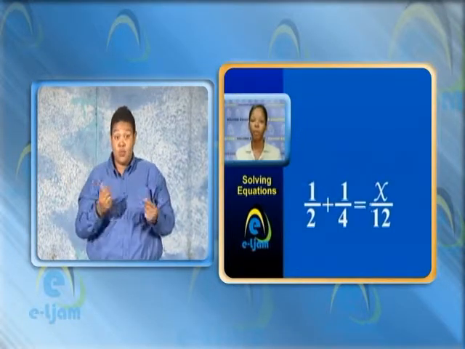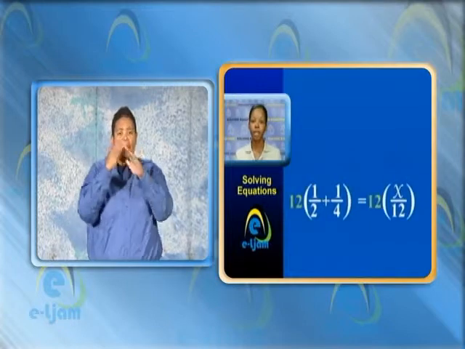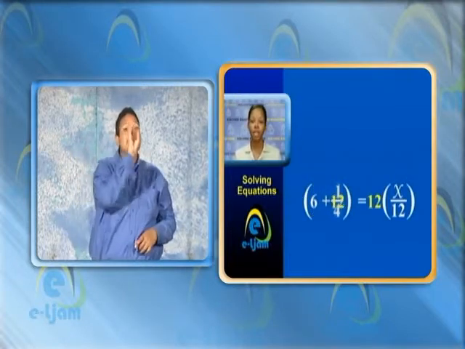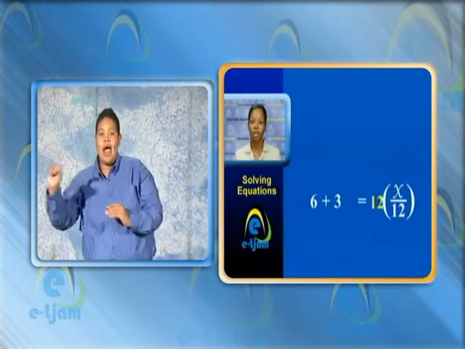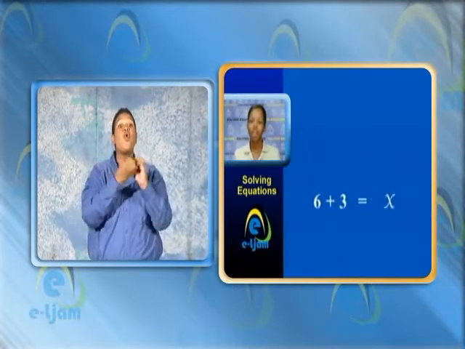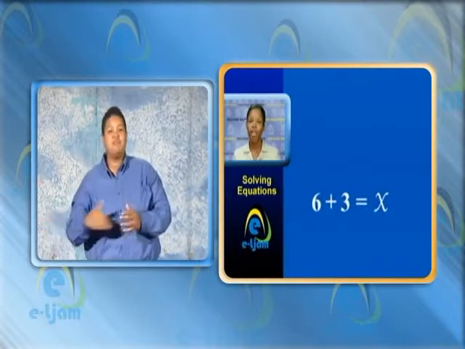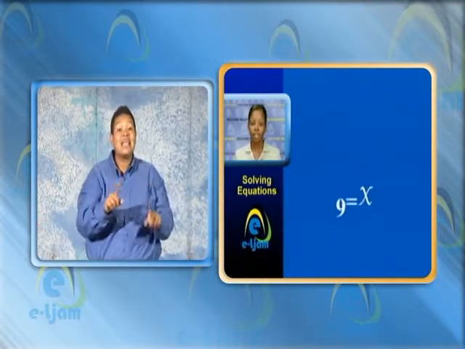Then, we multiply each term in the equation by 12. This gives us 6 plus 3 equals x. Our numbers are already on one side and our variable is on the other side. So we can now determine that x equals 9.